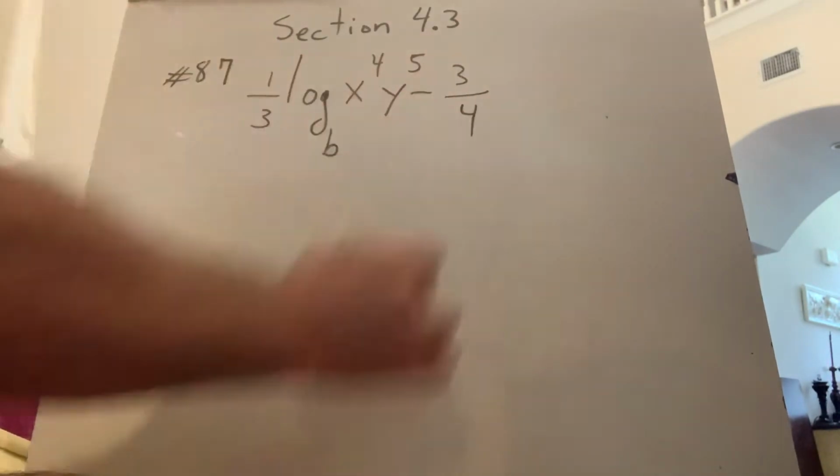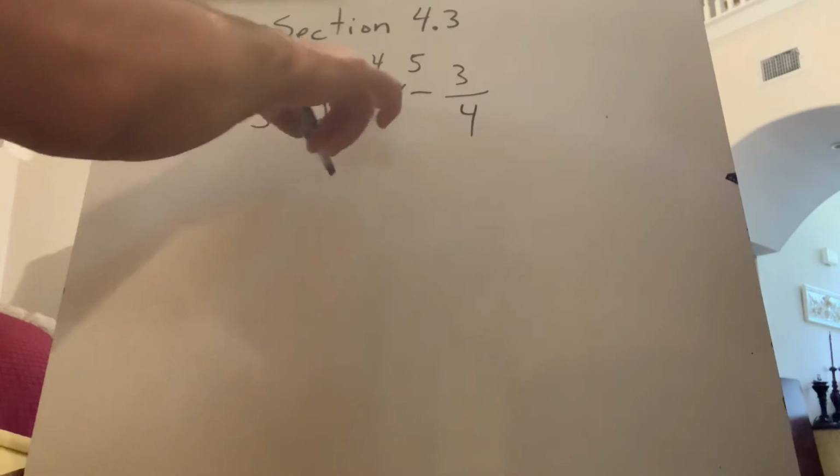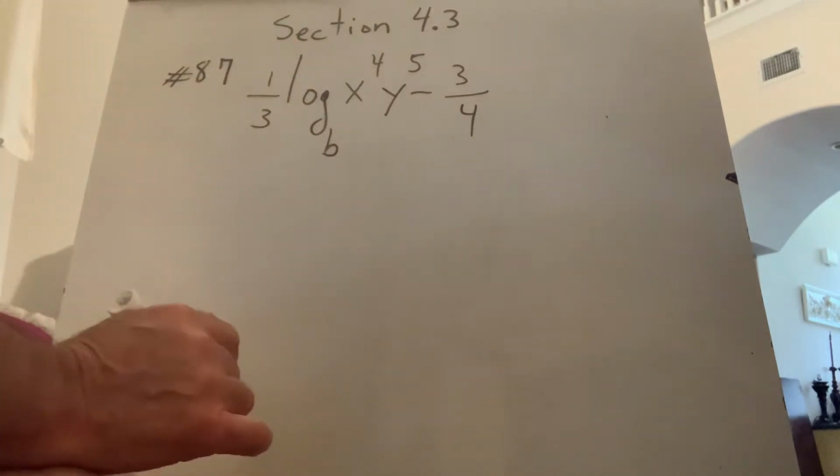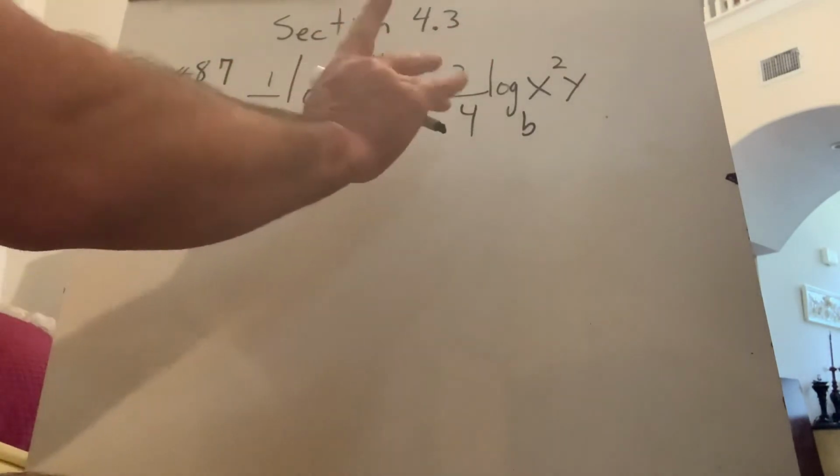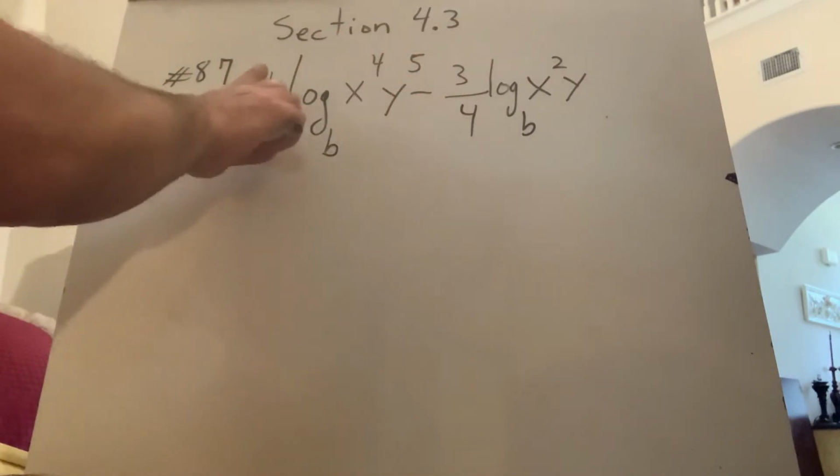So we have 1/3 log base b of x to the 4 y to the 5th minus 3/4 log base b of x squared y. Okay, so here's our problem. They want us to condense this to a single log, and also the number in front should be 1.